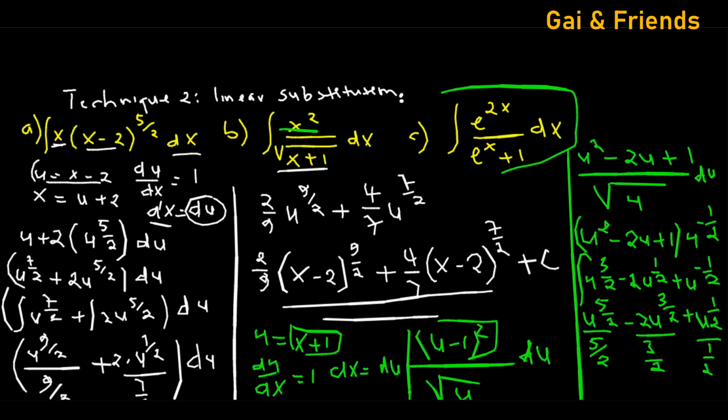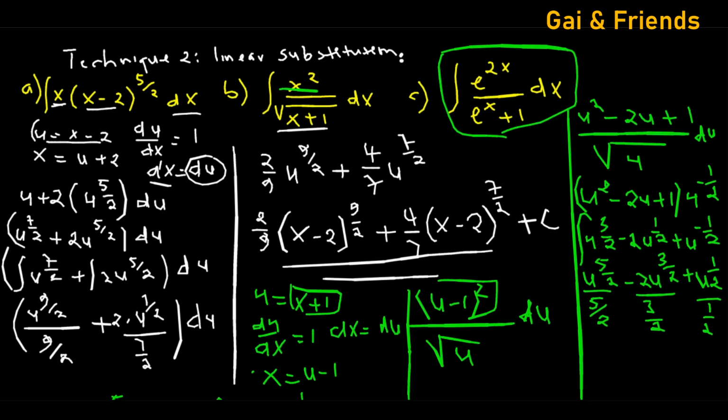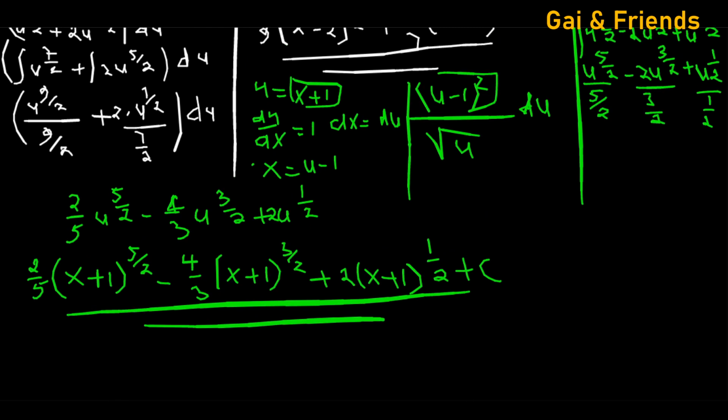The third problem looks intimidating to the beginners, but it is actually the simplest among these three problems. So let's solve it. Let me rewrite the problem here so we can see it clearly. So it is e to the power of 2x out of e to the power of x plus 1 dx, and then you need to integrate this.